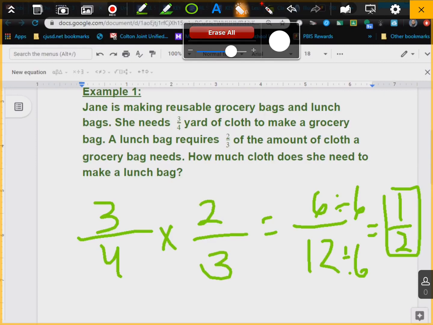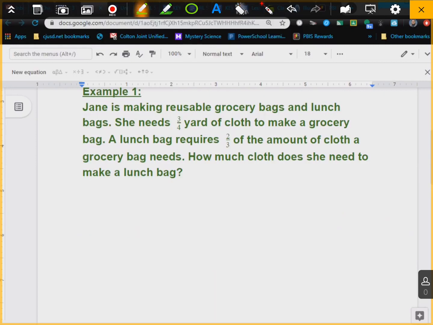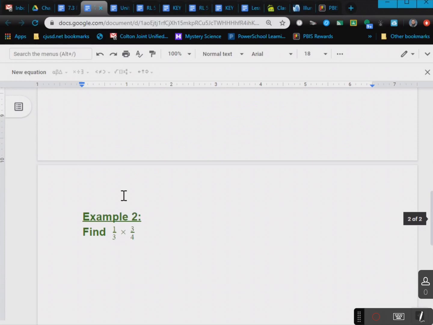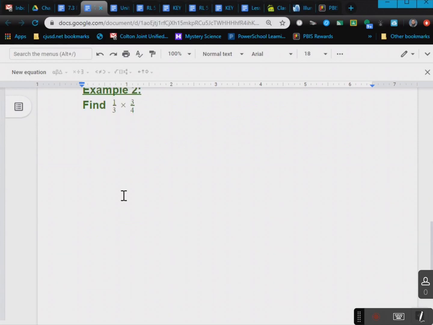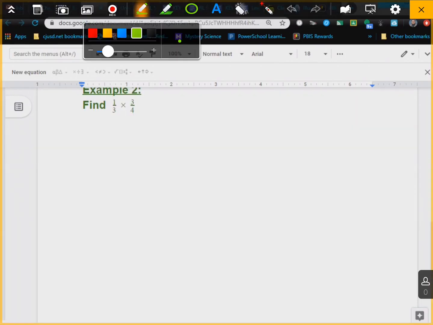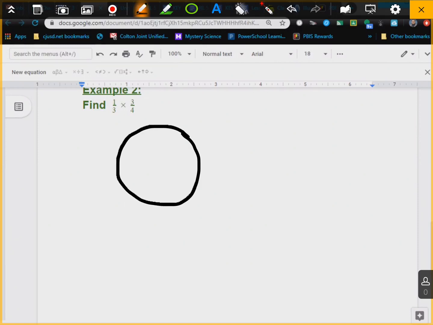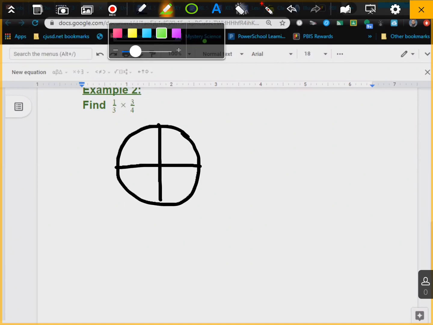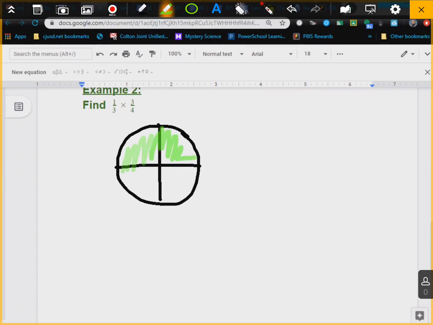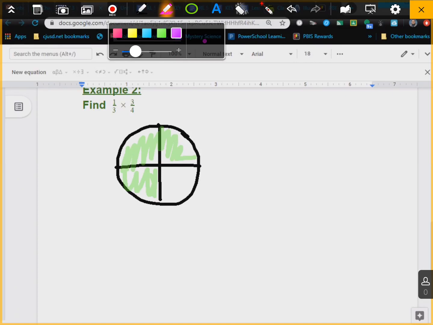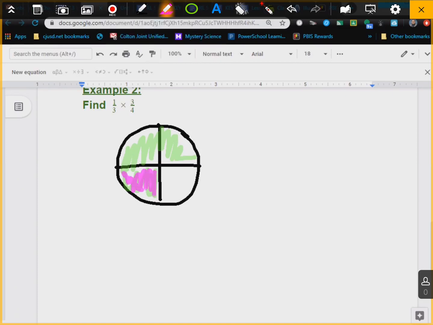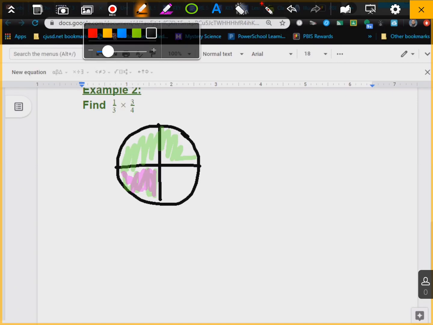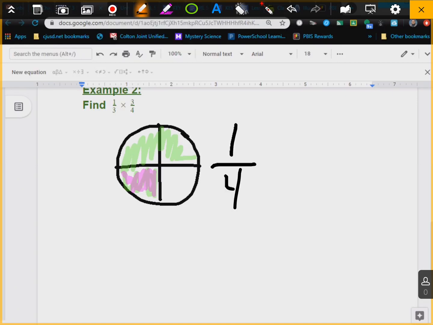Let's go ahead and do the second and last example. Find 1/3 times 3/4. So if we were to make a model, okay, and it said we had 3/4, okay, so highlighting 3/4 would be this, and it said 1/3 of 3/4. Well, 1/3 of 3/4 would just be one of the ones that you shaded. So what's shaded twice here? 1/4.